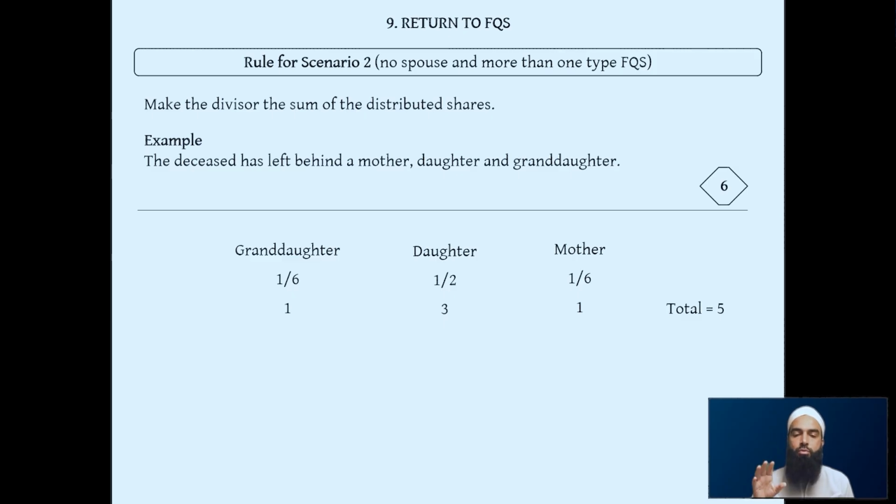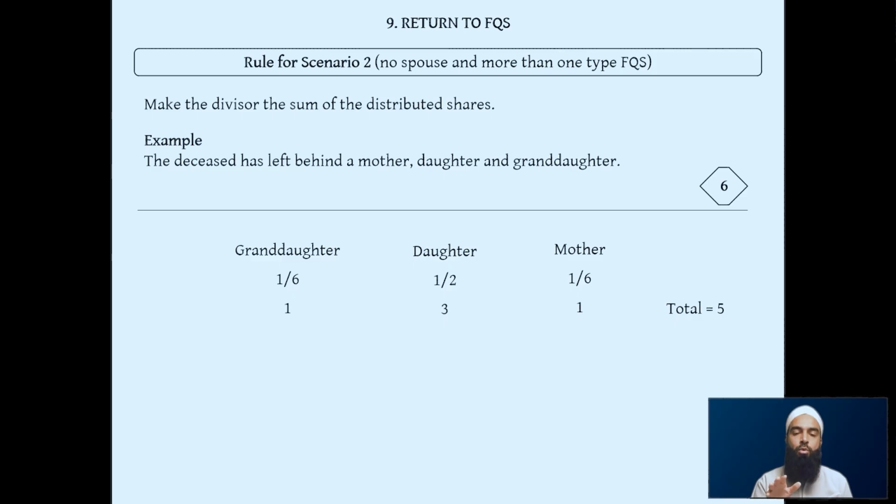So here you know that this is a radd mas'ala, where you now have to return that 1 share proportionately to the other heirs. So 1/6 of that 1 goes to the mother, 1/2 of that 1 goes to the daughter, 1/6 of it goes to the granddaughter. There'll still be something left over, then you have to distribute that as well. I'm sure you get the gist of it. The point of it is understood.